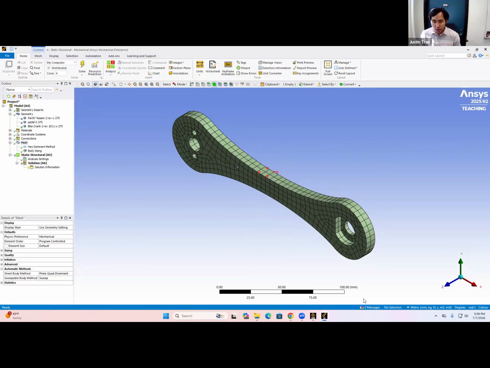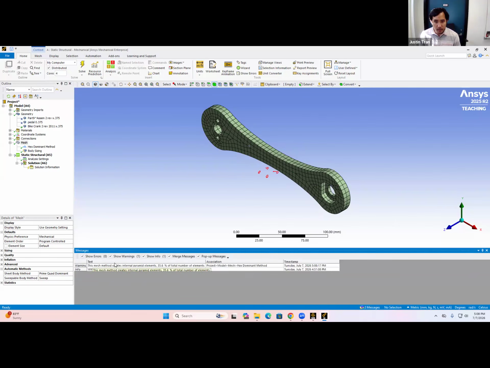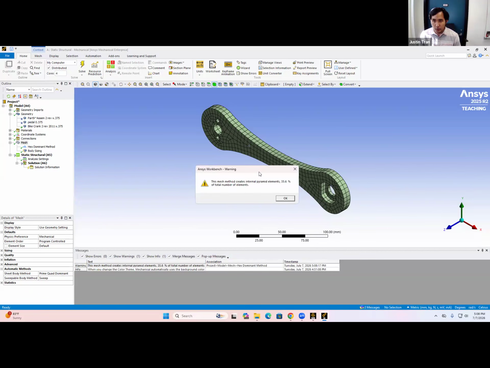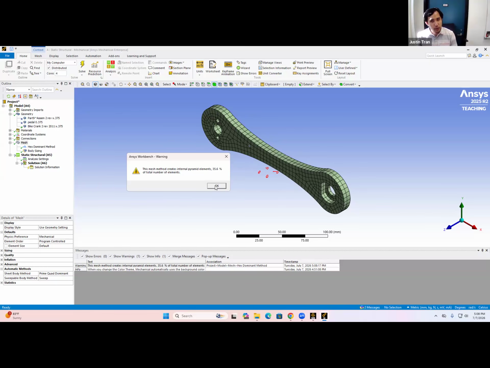You may have noticed also that I got a warning here. If you look at the warning, it says this mesh creates a lot of internal period elements. For the most part, if it's a warning, you can generally ignore those. Warnings are just warnings; they're not going to stop you from running a simulation. Unless the warning sounds dire, ANSYS kind of warns you about a lot of things.